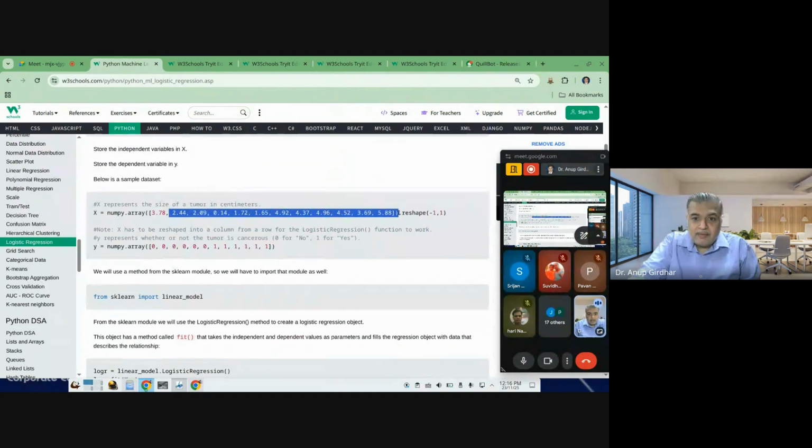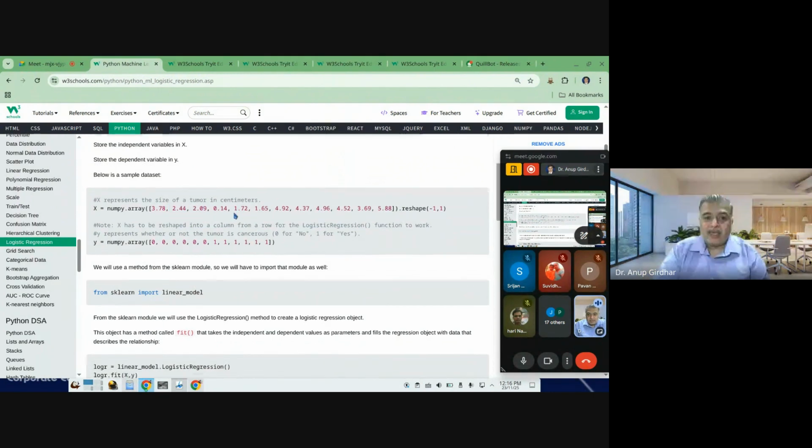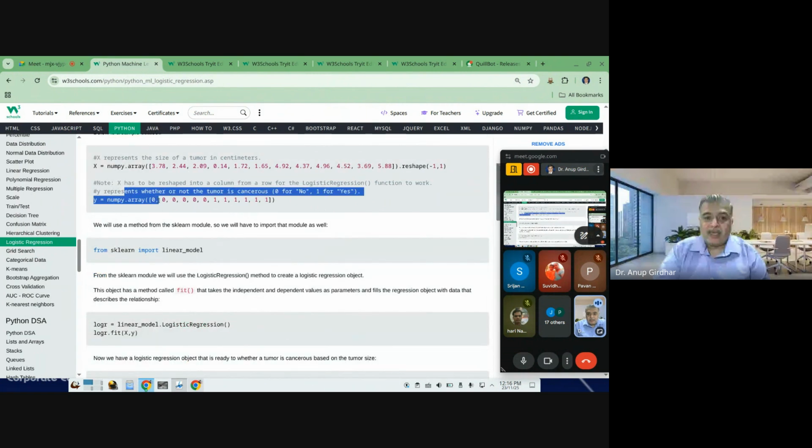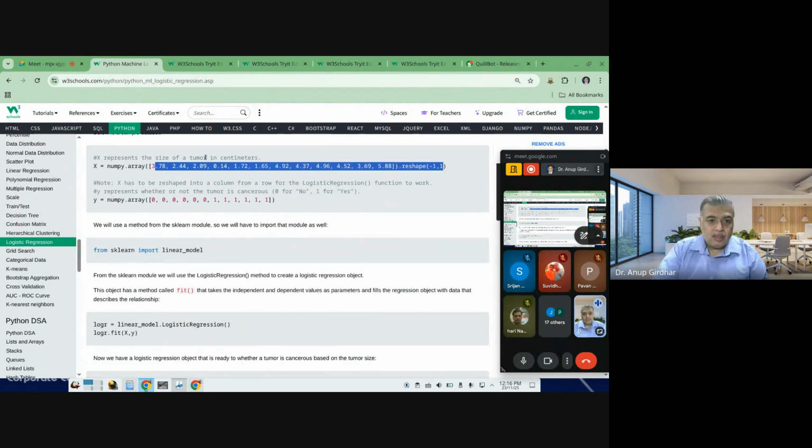According to that, we have the tumor size, mentioned in centimeters. Now let us represent whether or not the tumor is cancerous. Whether it is cancerous depends on various other parameters. But in this case, let's say we have a value for Y which depends completely on these independent values, the size of the tumor in centimeters. So some values are zeros and some are ones.